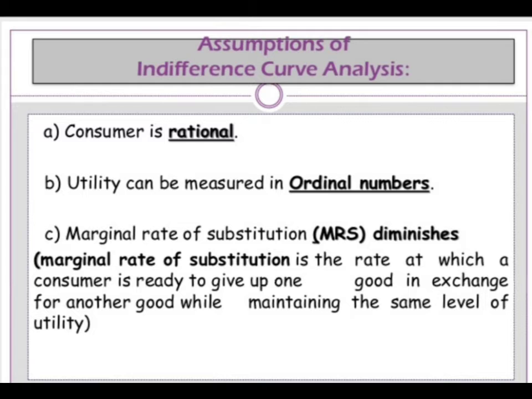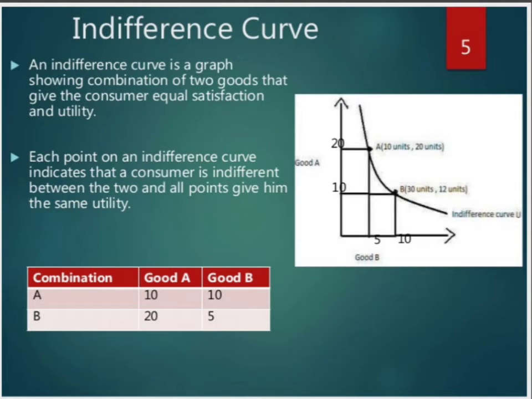That consumer is rational. Rational means I am impartial. I am equal for everyone, for me nothing is different. Utility can be measured in ordinal terms and marginal rate of substitution. I will discuss this a bit later in the video.